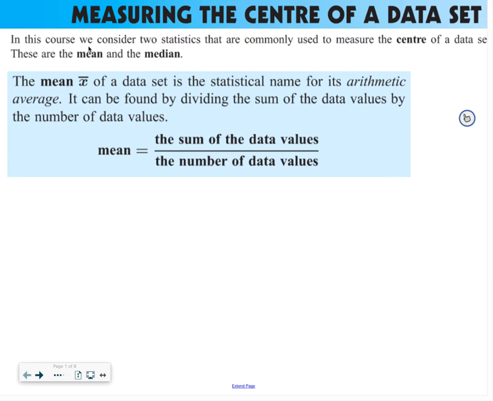Athletes, here we are looking at the measures of center of data. In this course, we're going to say that the measures of center of data are two things. One, our mean, and the second one, our median. So first off, our mean.